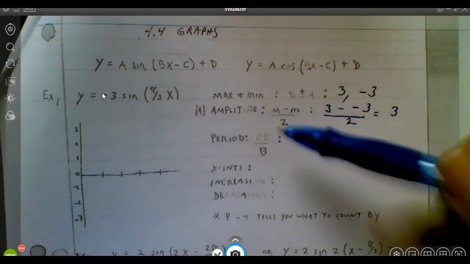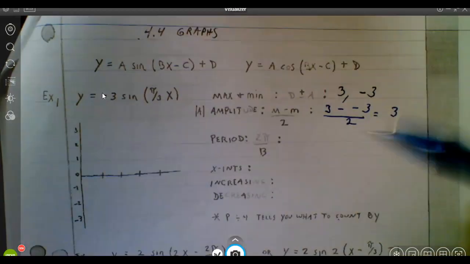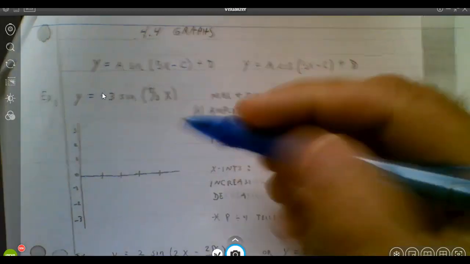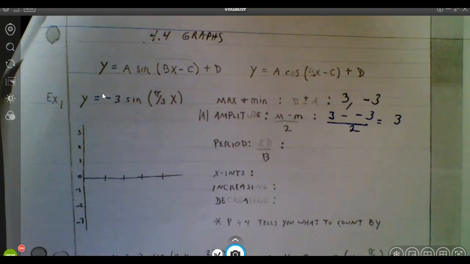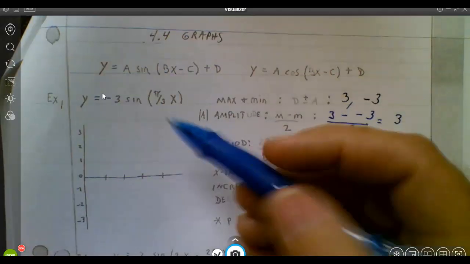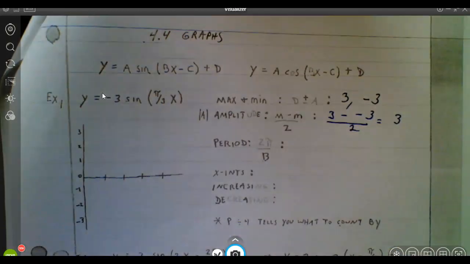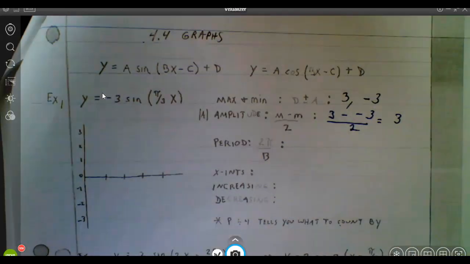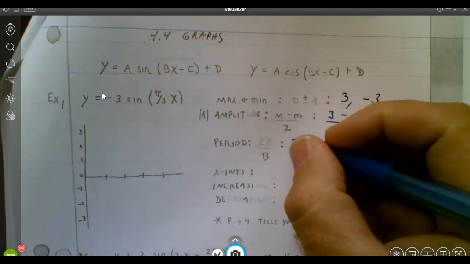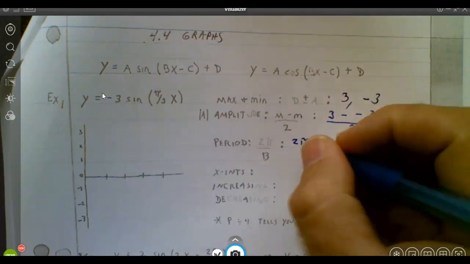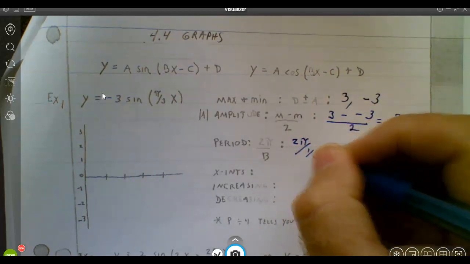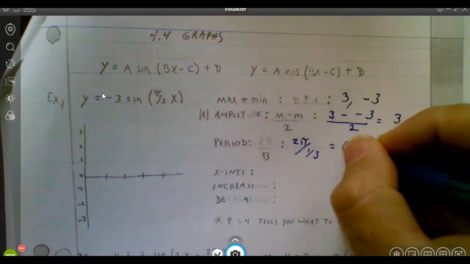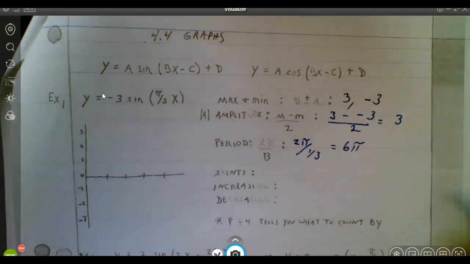The period we already talked about, 2 pi over b. So on this one, I'm going to do 2 pi over 1/3. And again, it all comes back to doing the opposite when you're dealing with the x's. So it's dividing by 3, which means we end up multiplying by 3. So I already know it's going to become 6 pi. However, if I just stick with the formula, 2 pi over 1/3 works out to be 6 pi. So there's going to be our period.